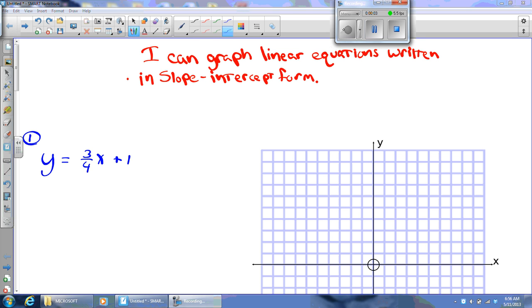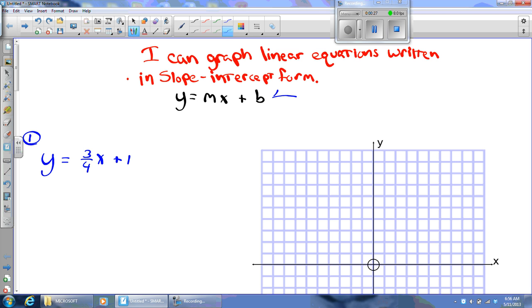Pre-algebra students, Mr. Lawrence here with your flipped lesson, and after today's lesson you'll be able to say, I can graph linear equations written in slope-intercept form. Remember, slope-intercept form looks like this. This is back from second quarter, but we're reviewing it because it's going to be so important to you next year in Algebra 1. And when y is alone, I'm in slope-intercept form if I have a linear equation.